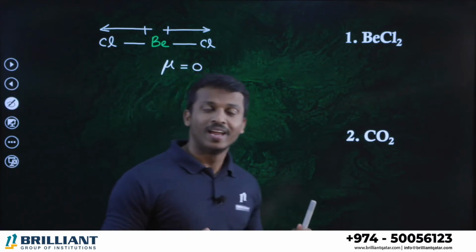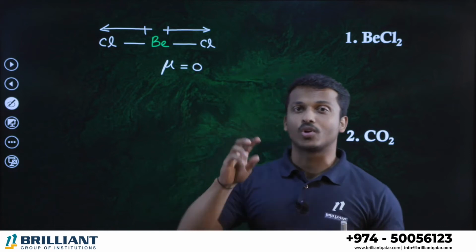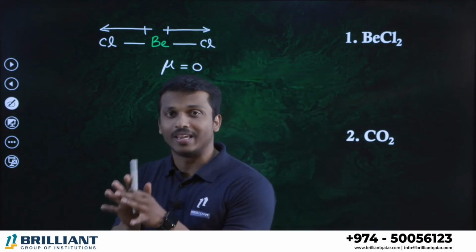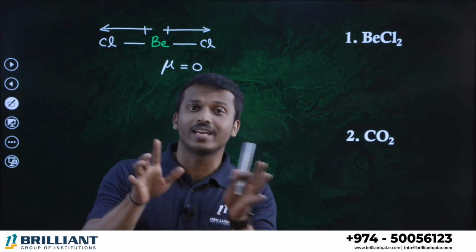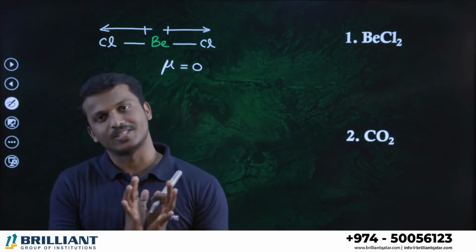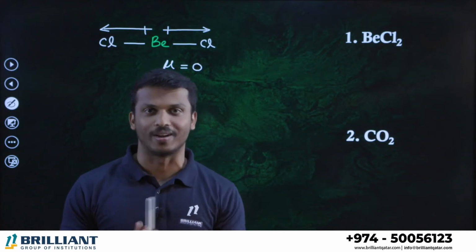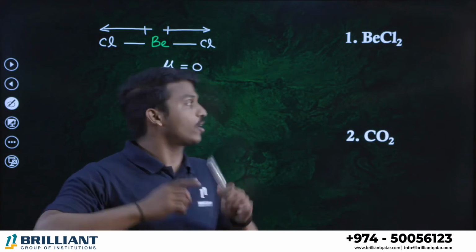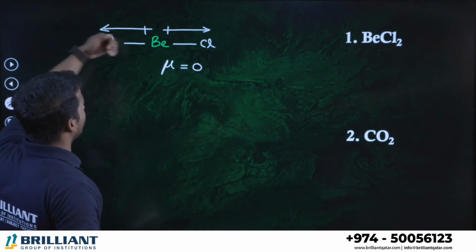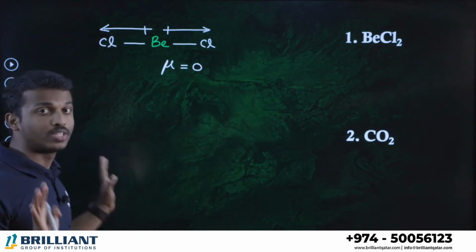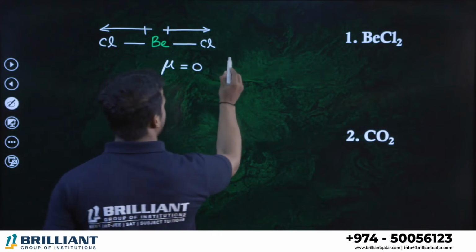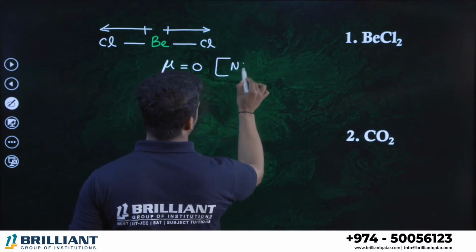That's why I told you, dipole moment is equal to Q into D. Actually, we are not making any numerical calculation. We are only checking whether the dipole moments cancel or there is a net dipole moment, because dipole moment is a vector quantity. So here beryllium and chlorine are pulling with equal strength. The dipole moment is equal to 0. If the dipole moment is 0, we studied that the system is non-polar.